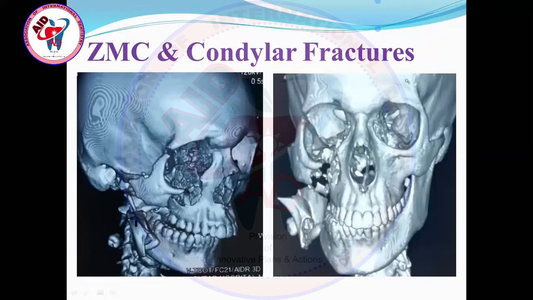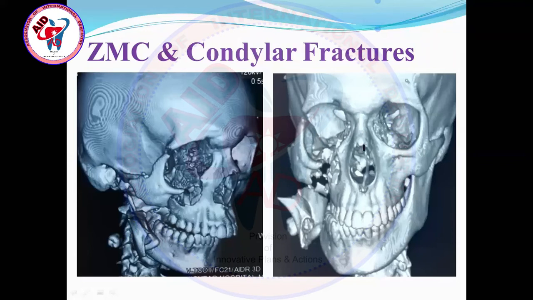Ramus after fracture gets inverted. And the condyle also after fracture gets inverted. This is the mandibular condyle over there. From medial to outward, there is the body of mandible, then there is the inverted condyle, then this is the ramus, and then this is the third molar. And this can be well appreciated on this view also.